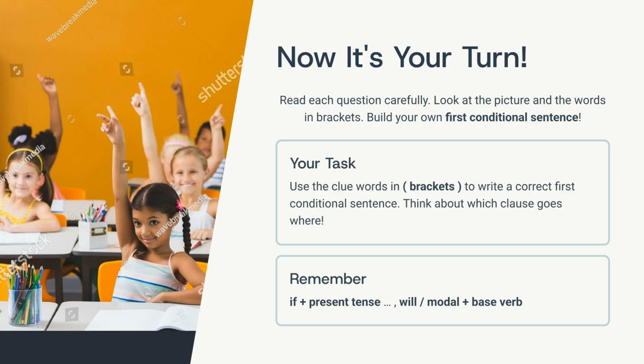Children, now it's your turn. Read each question carefully. Look at the picture and the words in parentheses and build your own first conditional sentence. Your task is to use the clue words in parentheses to write a correct first conditional sentence. Think about which clause goes where and remember the rule. If plus present tense, followed by will or a modal plus the simple base verb.